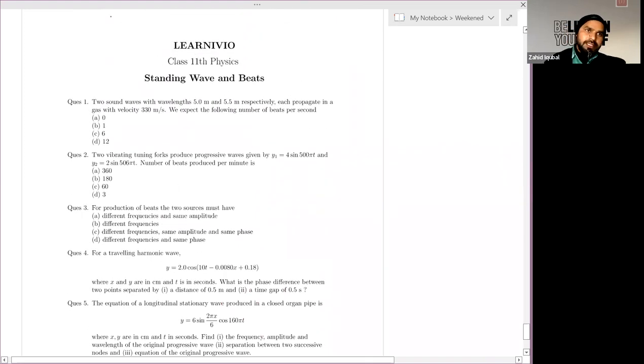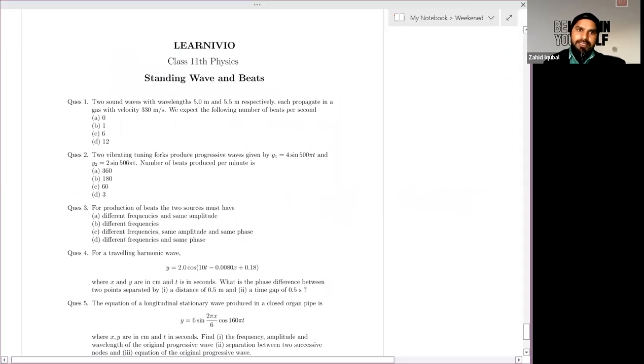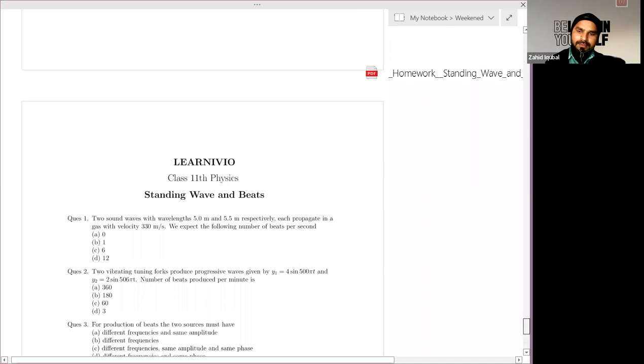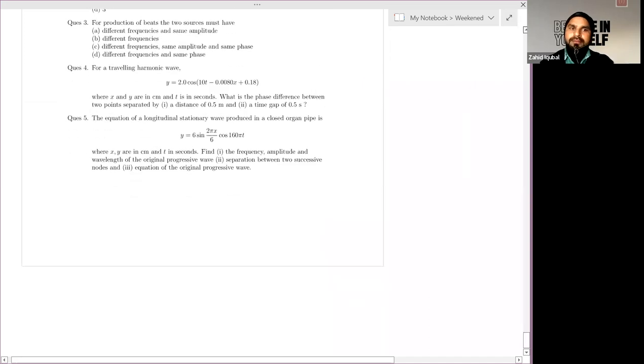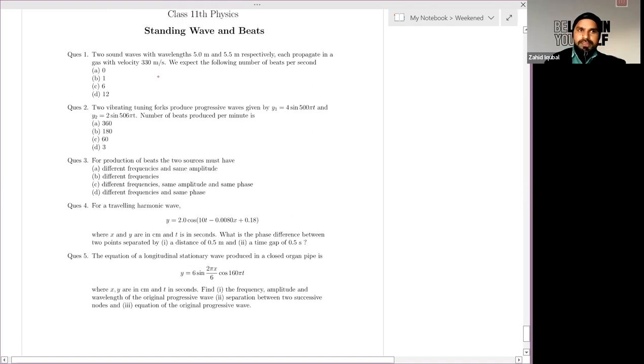This is another assignment related to the last concept about standing wave or stationary wave and beats. First question is, we have two different waves having wavelength 5 meter and 5.5 meter respectively. Velocity of sound is 330 meter per second. We have to calculate number of beats per second, that is beats frequency.